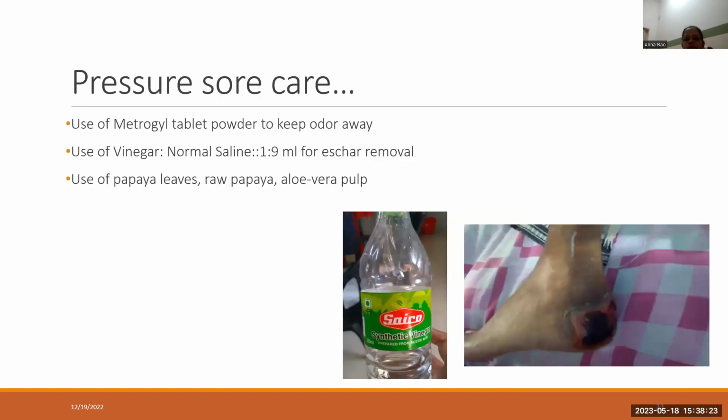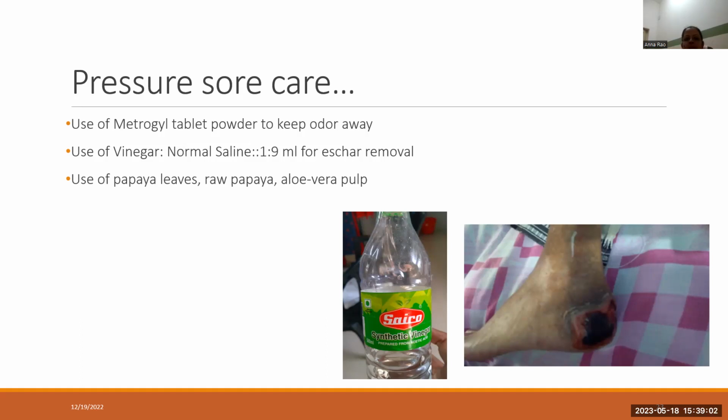When there is more HR at the place, another method is using vinegar. So here 1 ml of vinegar is mixed with 9 ml of normal saline. Okay, and you have to dip a gauze piece in the solution, then squeeze it and place it over the HR tissues. Okay, so what it will do, the HR will be removed slowly, and we can come to know what is the stage of the bed sore.